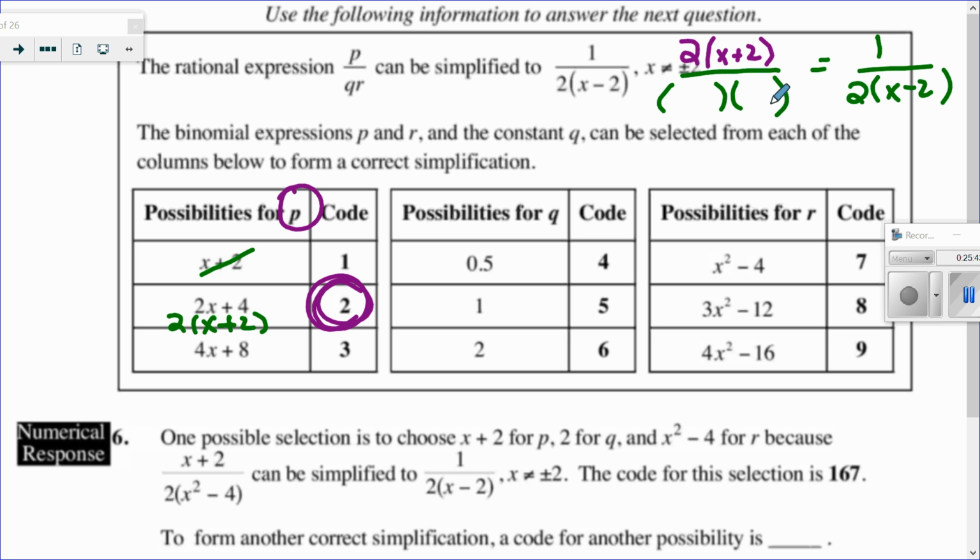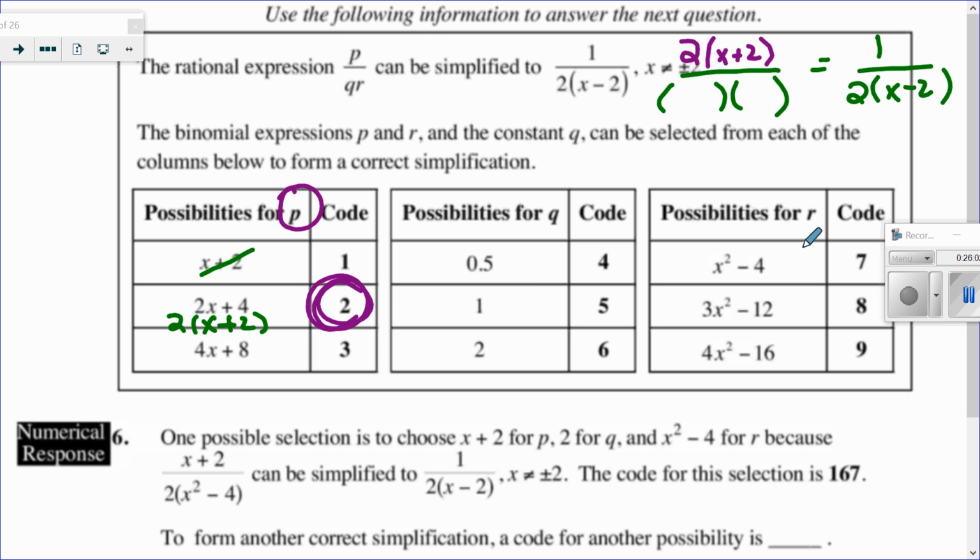So notice over here I have a 1, so I have to get rid of all of this. And I don't have an x plus 2 here. So I've got to get rid of the x plus 2 here, and I've got to get rid of the 2 as well. Okay, to get rid of the 2, I could definitely use this 2 on the bottom because then they would cancel.